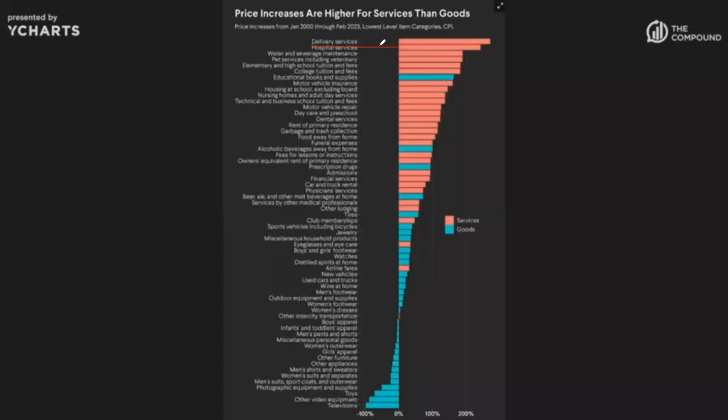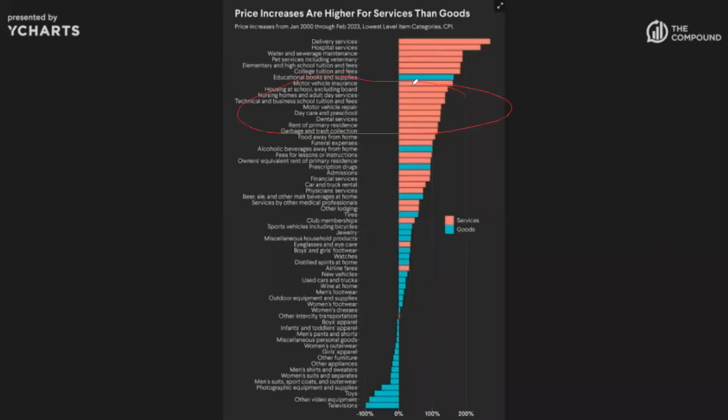We have delivery services, hospital services, water and sewage maintenance, pet services, including veterinary. The vet is freaking expensive, dude. Pets are expensive. Pet insurance is expensive. Elementary and high school tuition and fees, college tuition and fees, educational books. There's a whole lot of stuff in here, and it's mostly driven by services.